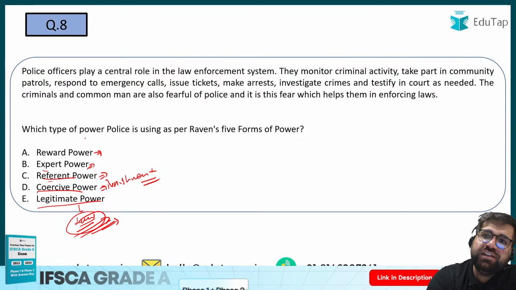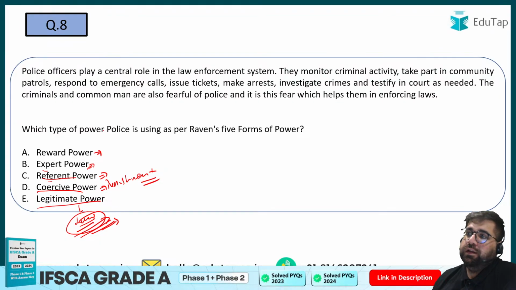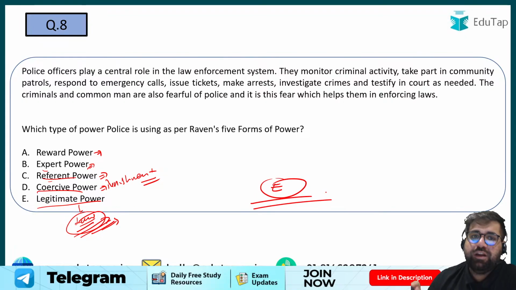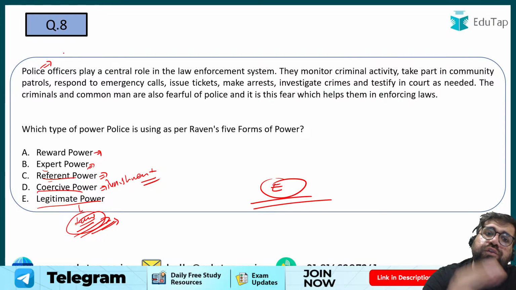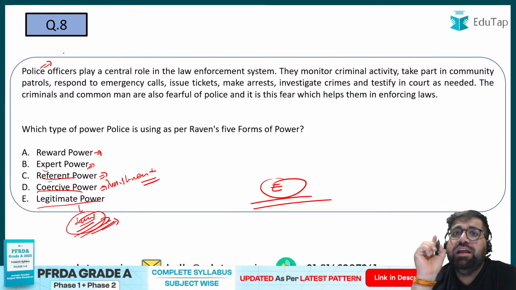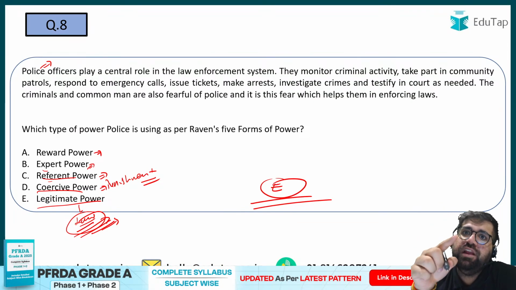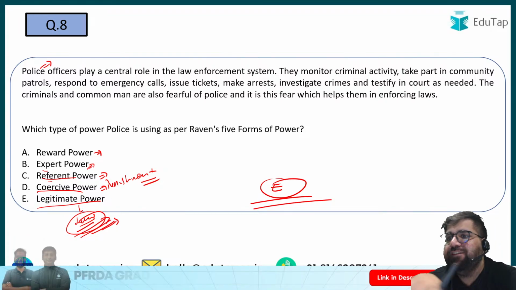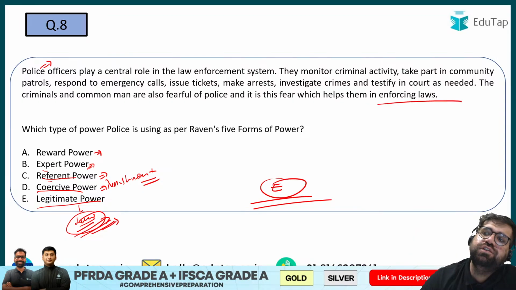Now over here, police is not using any force. You would be confused between coercive and legitimate only, but the correct answer will be option number E over here. Why? Because if you see, police officers are not using any specific force. They are not punishing you. They will only punish you if you do something wrong, which is not the case mentioned in the paragraph given to you. They are just enforcing the laws.